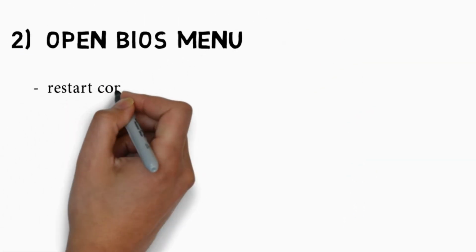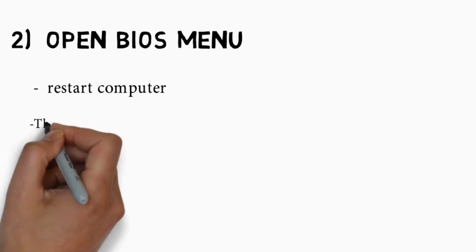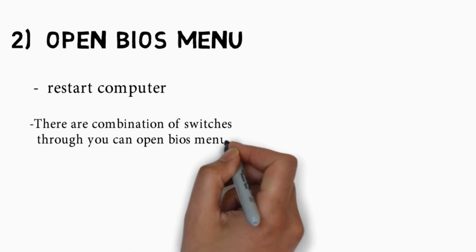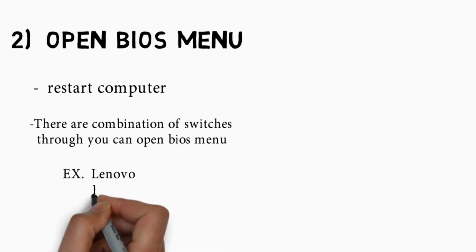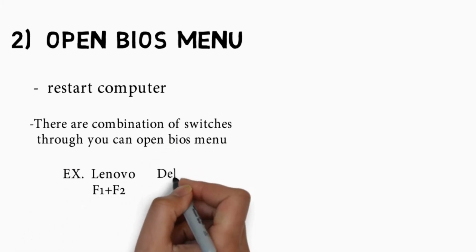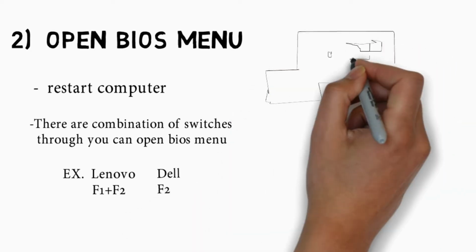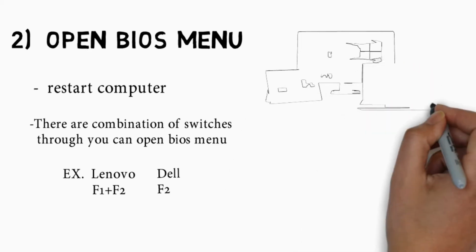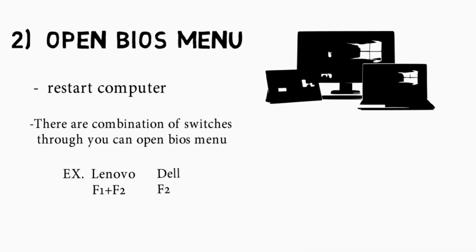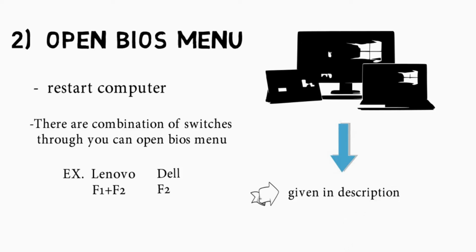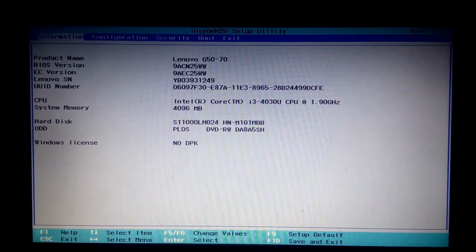Second, open the BIOS menu. First restart your computer, and when a blank screen appears, press the combination of keys through which you can open the BIOS menu. For example, for Lenovo laptops, press F1 plus F2. For Dell, F2. Now you guys have different desktop computers and laptops, so I have already given a table of key combinations for all desktop computers and laptops. You can download it from the description given below.